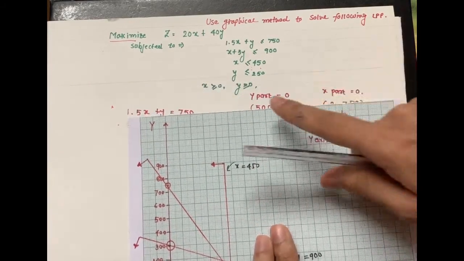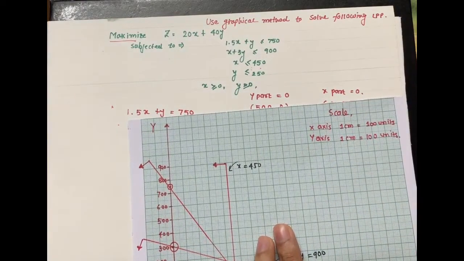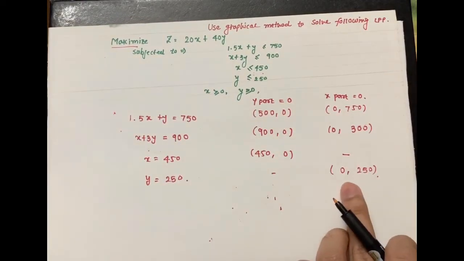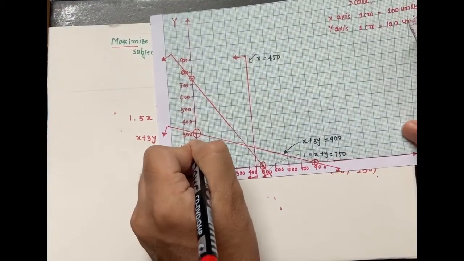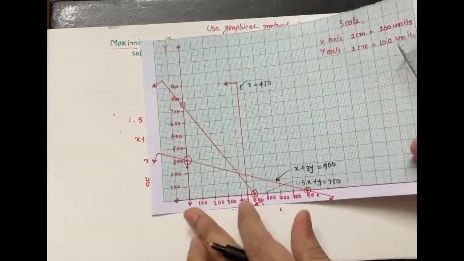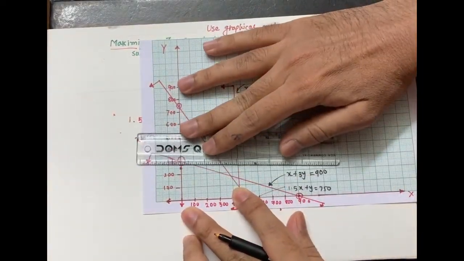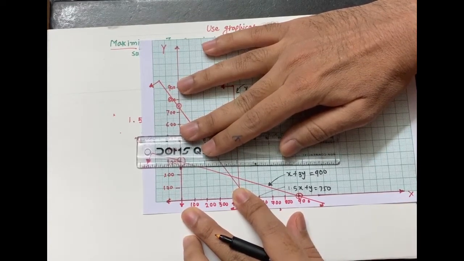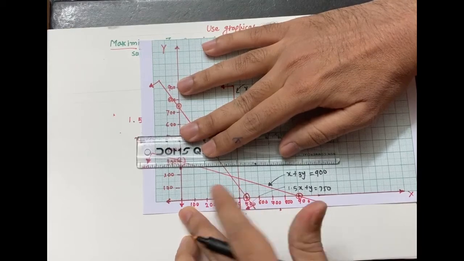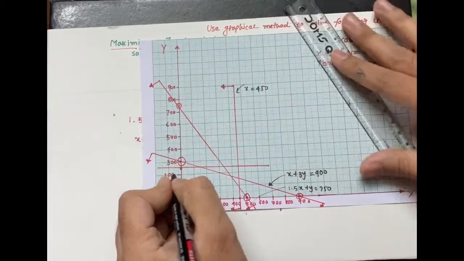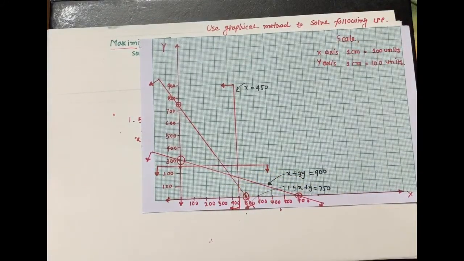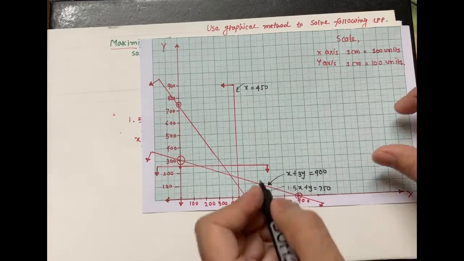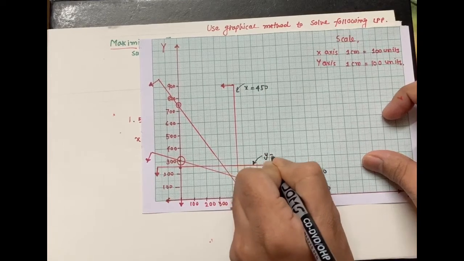And the fourth line is y equals 250. The point is 0, 250, that is here. And if I try to plot that line, 0, 250, again the sign is less than or equals to, hence the arrows in a downward direction. So this is the equation, the line y equals 250.